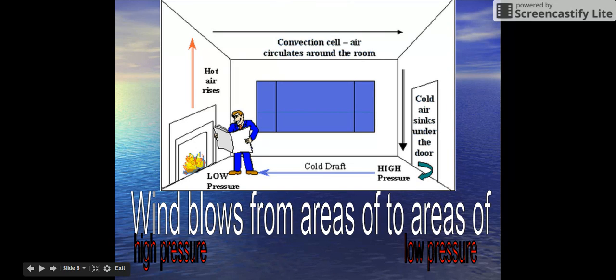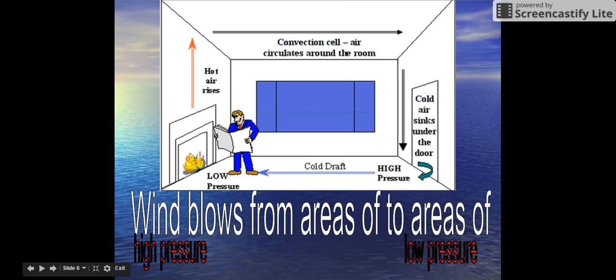In this room, we have a fireplace. And the fireplace is creating heat. The heat causes the molecules to expand, becoming less dense. The hot air rises, but that hot air is going to be pulled across the room towards the cold area. And as it moves across the room towards the colder area, the molecules will then shrink back in together, creating more density, higher pressure.